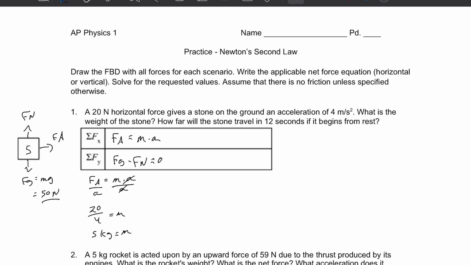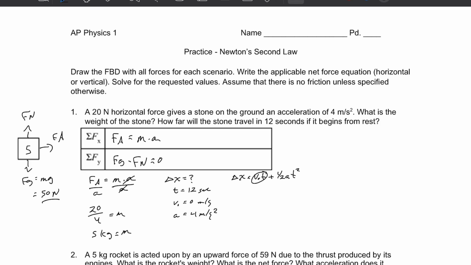How far will the stone travel in 12 seconds if it begins from rest? We're looking for delta x in a 12-second time span. V naught is 0. And acceleration from the problem is 4 meters per second square. According to the variables that we have listed, we're going to calculate our answer with delta x is equal to v naught t plus 1/2 at squared.